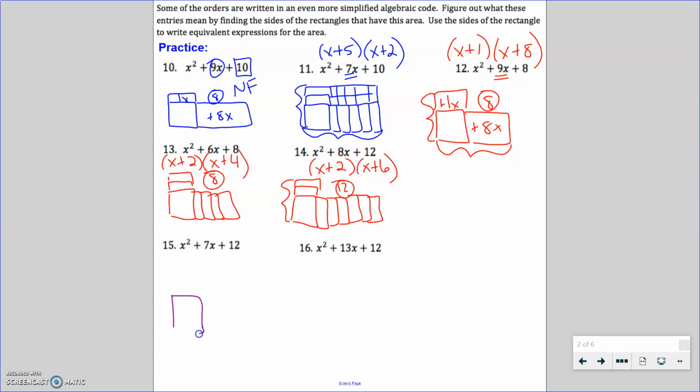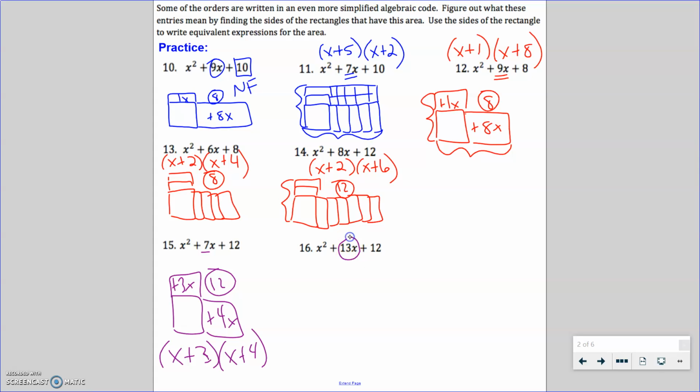All right, for number 15, I have 7 x's to work with. So what if I put 3 on one side and 4 on the other? That would allow me to get 12. So I'm going to factor this into x plus 3 times x plus 4.